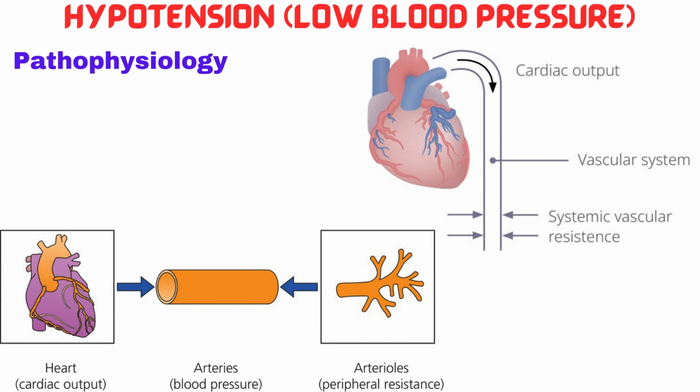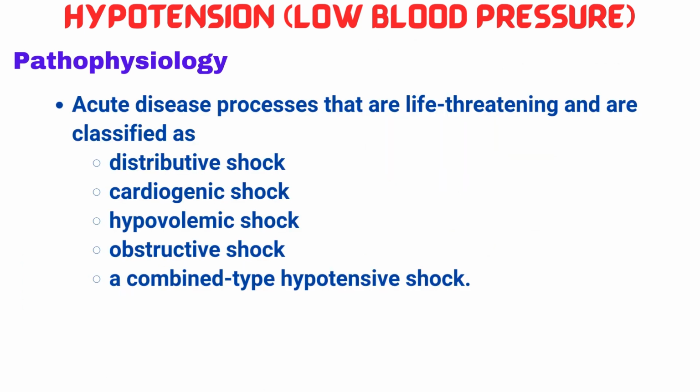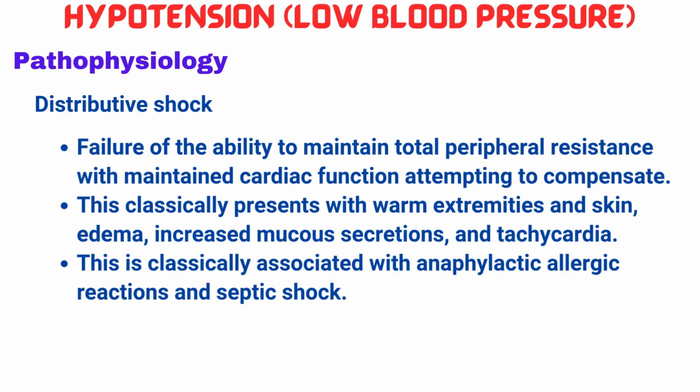When peripheral resistance decreases, cardiac output will increase via increased heart rate to maintain blood pressure. Acute disease processes that are life-threatening are classified depending on etiology as distributive shock, cardiogenic shock, hypovolemic shock, obstructive shock, or a combined type, hypotensive shock. Distributive shock occurs as a failure of the ability to maintain total peripheral resistance with maintained cardiac function attempting to compensate. This classically presents with warm extremities and skin, edema, increased mucus secretions, and tachycardia. This is classically associated with anaphylactic allergic reactions and septic shock.